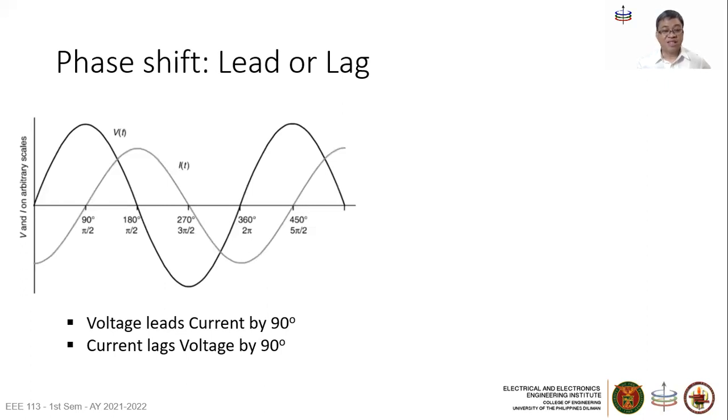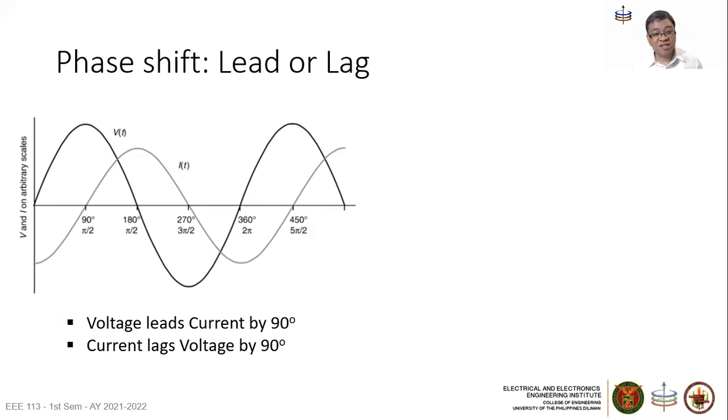Okay, let's ask again, which one leads the other? Let's take this slowly. The voltage is a sine function here, while the current is a negative cosine function. So some of you may have remembered from high school the relationship between sines and cosines and negative cosines. If you can't remember, that's okay. But here's another way to look at this.